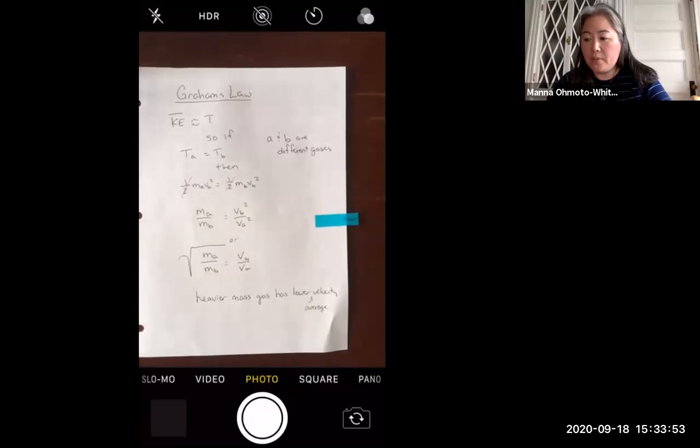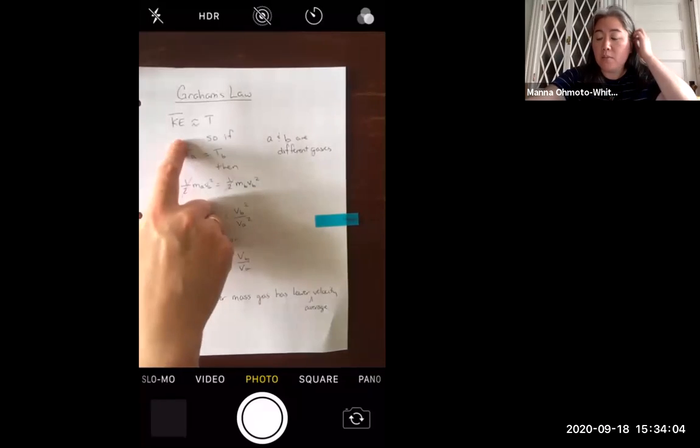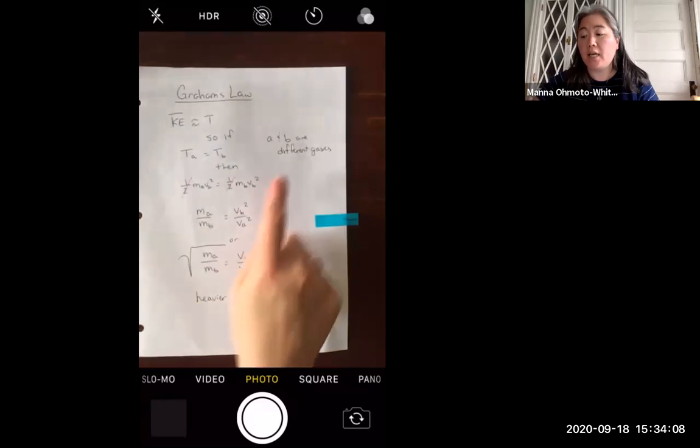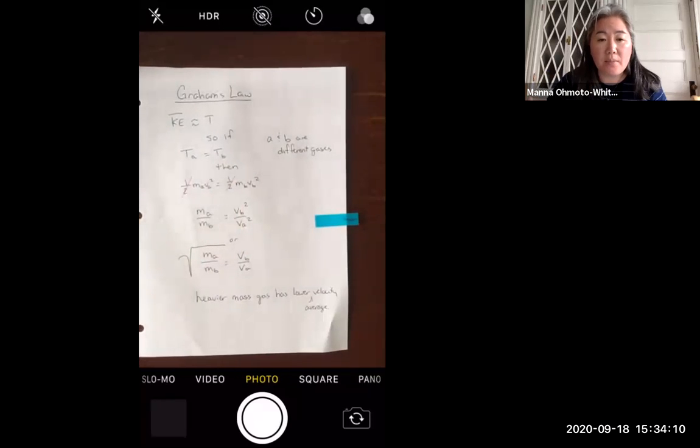Graham's law looks at the relationship between kinetic energy and temperature, or rather velocity and temperature. The assumption is that the average kinetic energy is the measure of the temperature. So if I have two different gases, A and B, and they're both at the same temperature, then their kinetic energies will be equal to one another.